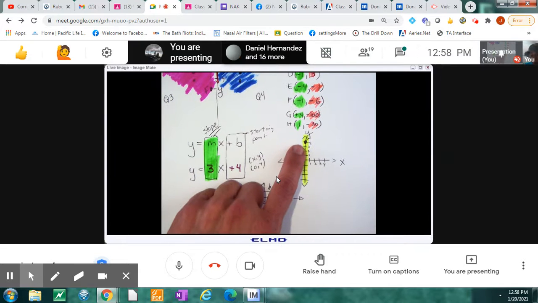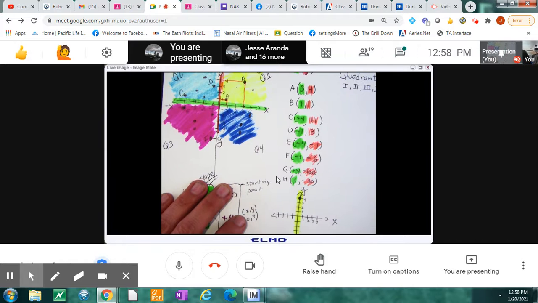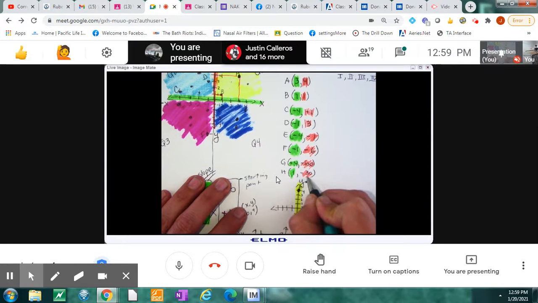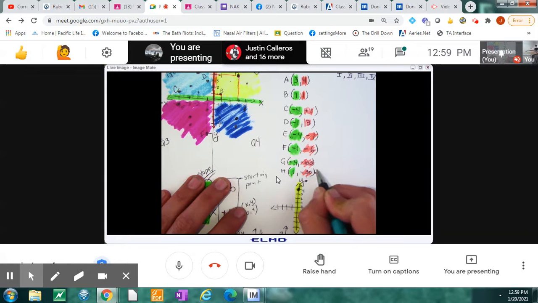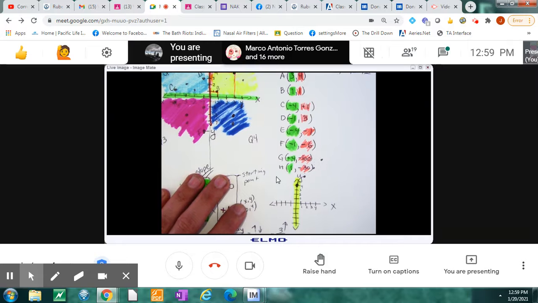So now you're going to go back to the point, and you're going to go 3 up, 1 over, okay? So let's go ahead and count it. Ready? We'll count with some music. 1, 2, 3, 1. 1, 2, 3, 1. And remember, it's going to be like a straight line.